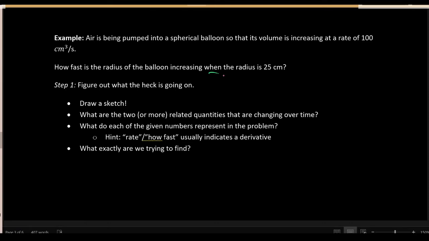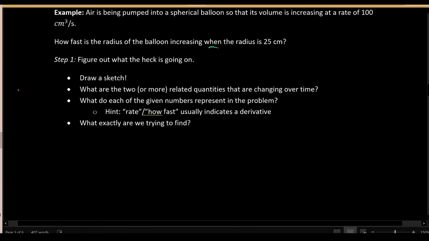Now, when you're getting started on a related rates problem, step one is usually just to try and figure out what in the world is happening in this problem. They give you this huge paragraph full of different numbers and bits of data, and so step number one is just to try and wrap your mind around all this information. So usually what I like to do is start by drawing a sketch. We have a balloon, and one of the more interesting things about this balloon is that we're told that it's perfectly spherical.